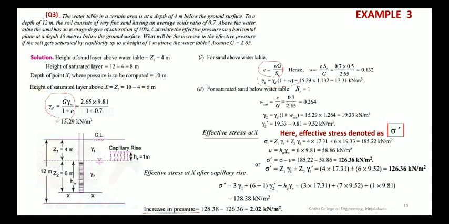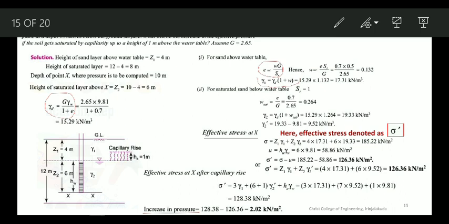The same thing we can find out in a single step: the effective stress is equal to Z1 into gamma 1 plus Z2 into gamma 2 submerged, because we can use the gamma submerged value and write the answer in a single step. Z1 into gamma 1 plus Z2 into gamma 2 submerged, or gamma 2 dash. You should note down 4 into 17.31 plus 6 into 9.52. If you simply rearrange all the equations, we will get a single equation like this in terms of gamma submerged value. That too can be noted.